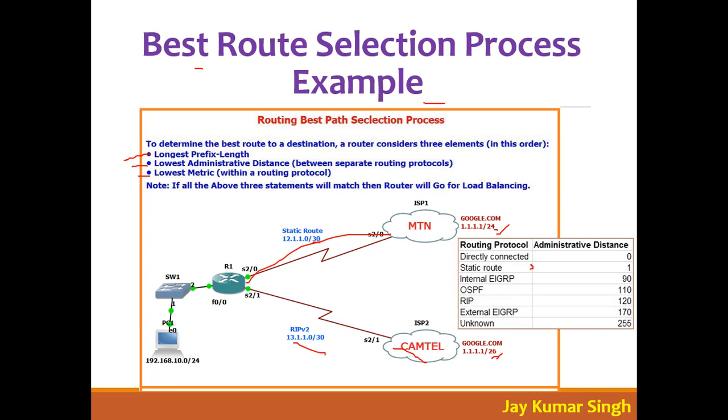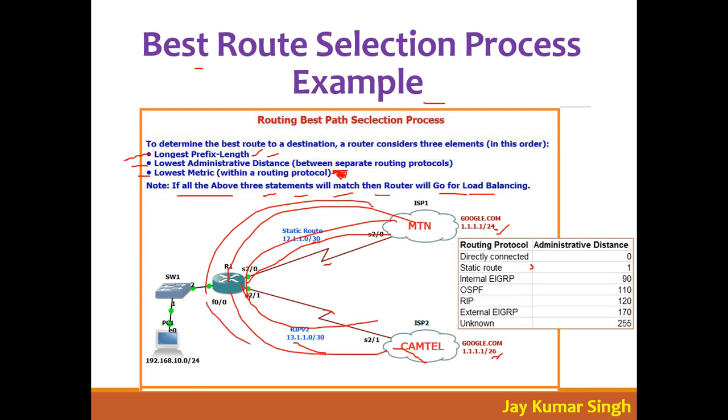Within a routing protocol, they find which has the lowest metric. The lowest metric is defined by the link, cost, bandwidth and all those things. We'll understand this slowly, but it is easy to understand. You will understand this in RIP and EIGRP when we configure dynamic routing protocols. If all the above three criteria match, then the router will go for load balancing. So if everything is the same, one packet goes from here, one packet from there, one client will go from here, one client from there, like this.